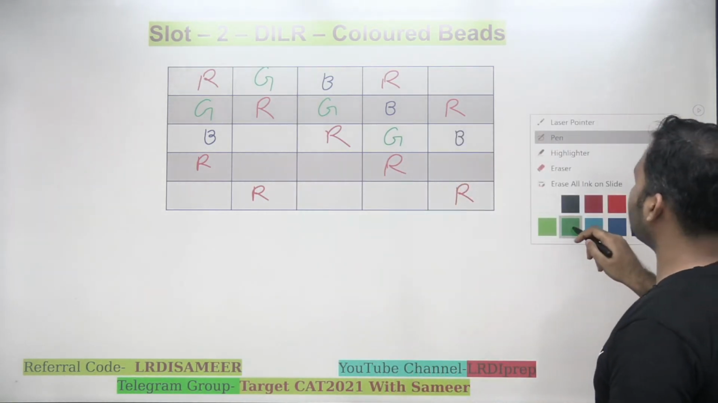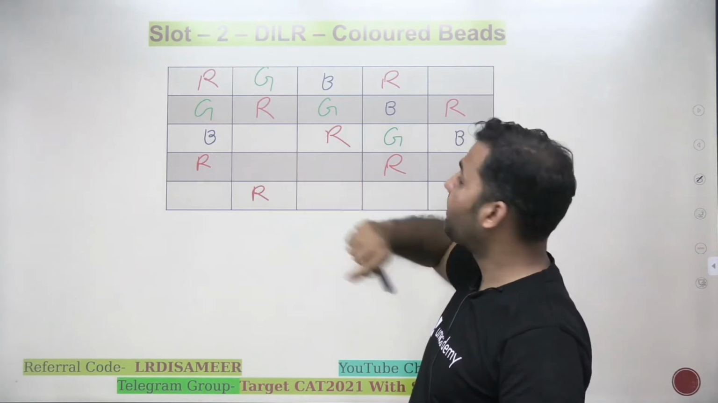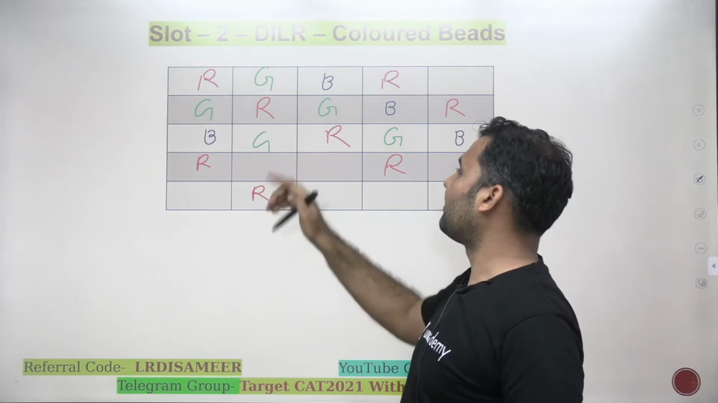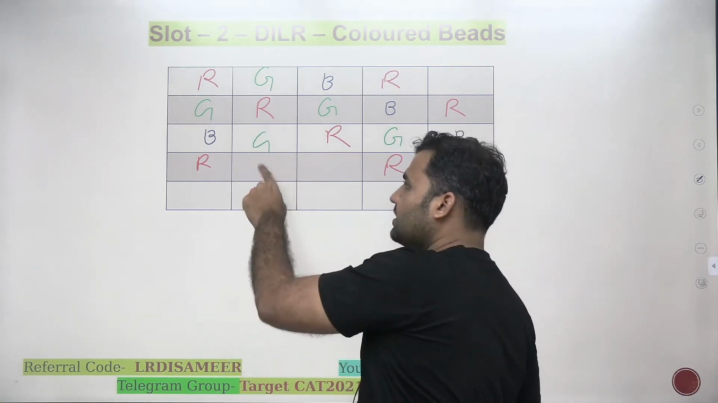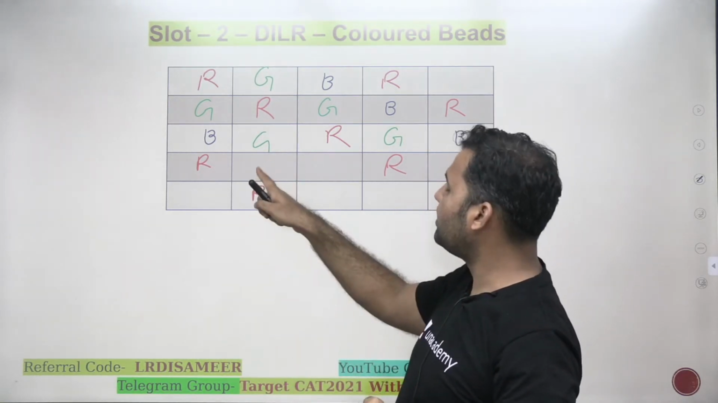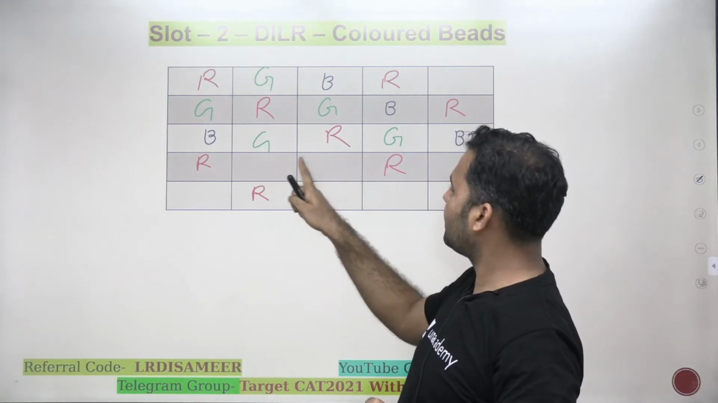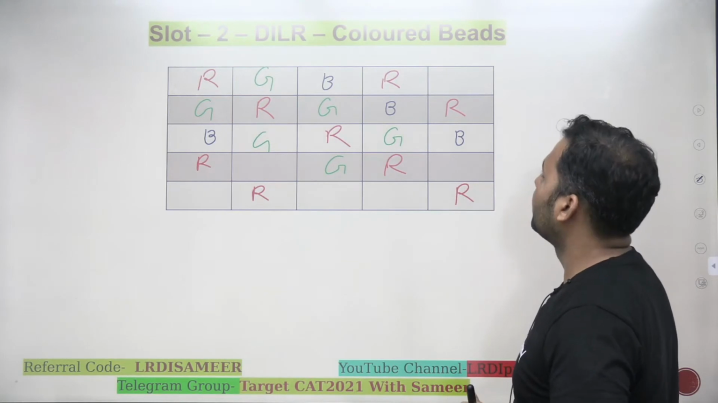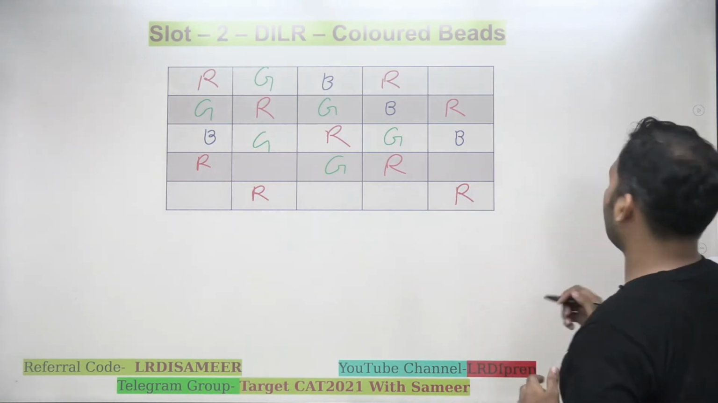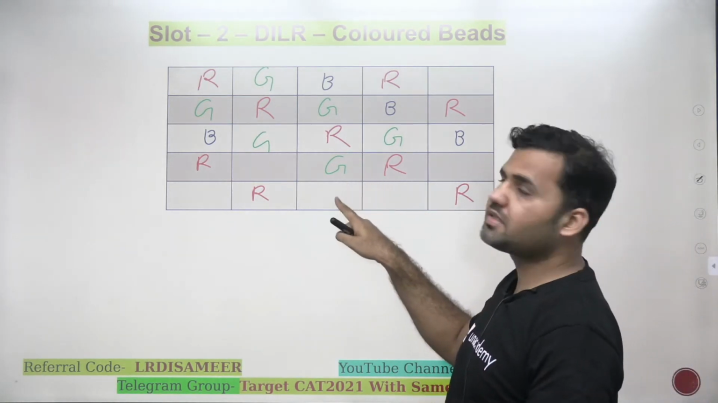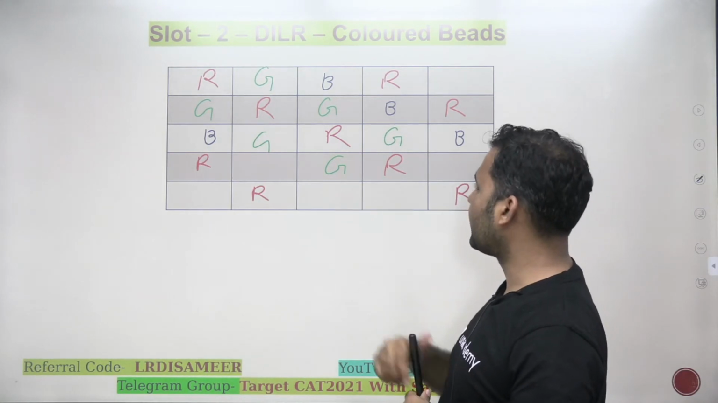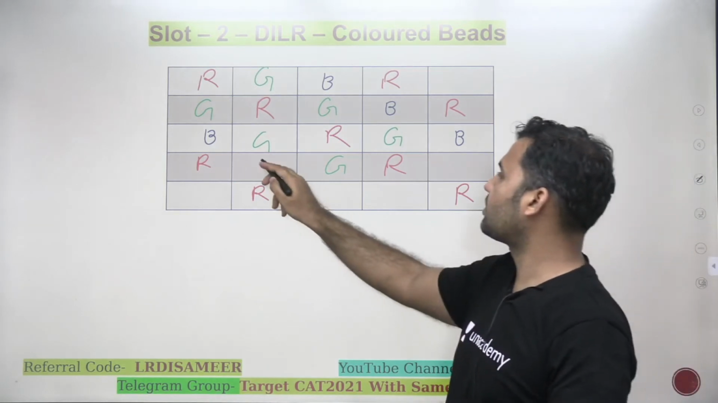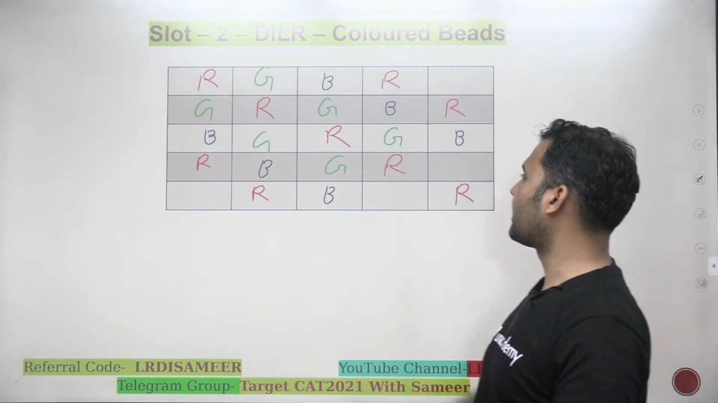Now, is it possible to place blue here? No, because two blue will be the same. Then I can place only green. If I'm placing green here, can I place green here? No, then I need to place blue here. So if blue is coming here, then green will come over here, right? Okay. What else? If green is coming here, can I place green here? No, I need to place blue here, right? So in these two cells, I need to place a blue color bead. So blue will come over here, blue will come over here.